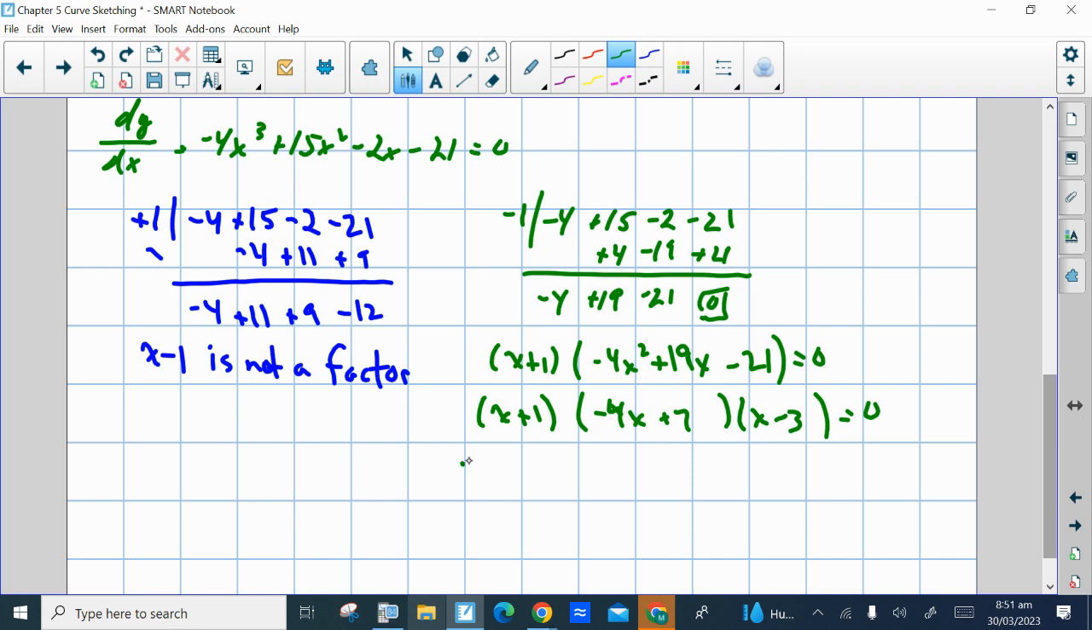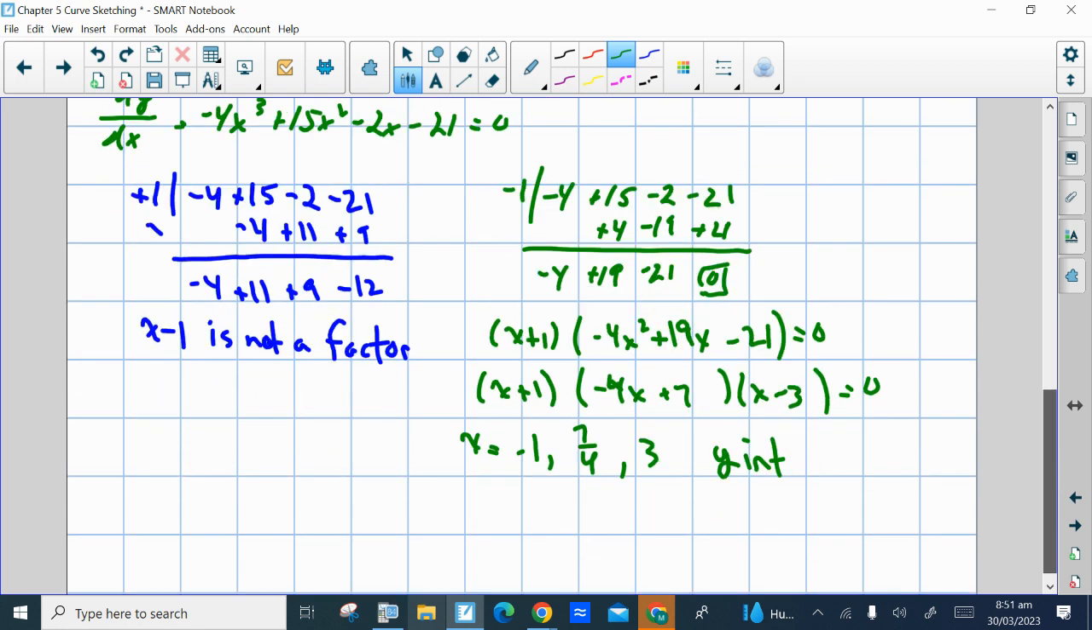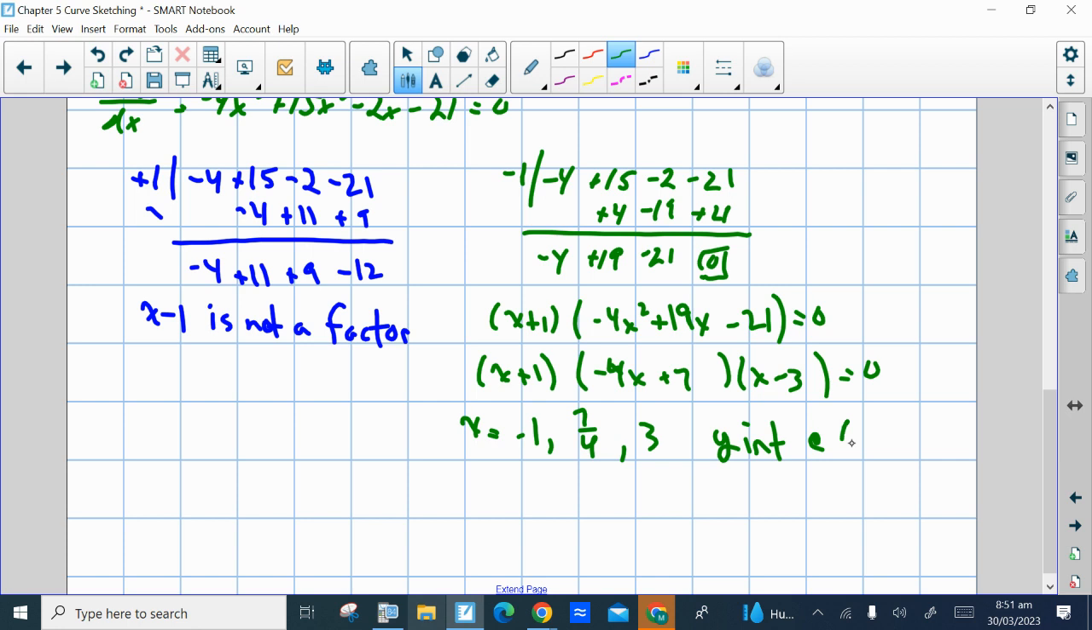So remember, this gives us our x-intercepts. Negative 1, positive 7 over 4, and positive 3. Your y-intercept is always the constant term. And if you look at the original expanded function, it's at positive 18. The constant term gives you the y-intercept for a polynomial function.